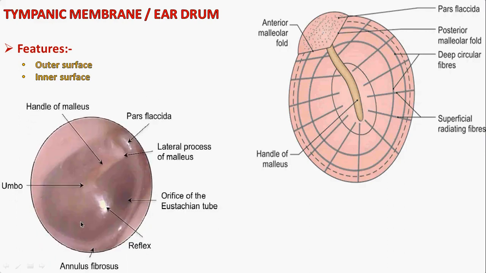If we examine through the otoscope from the external auditory canal, the tympanic membrane can be seen like this. Okay, this is the lateral process of the malleus, this is the handle of malleus, this is the umbo, this is a reflection. And this portion is the pars flaccida. This type of structure you can see.